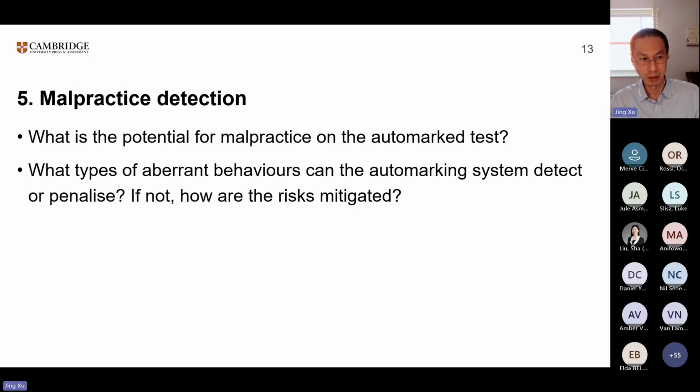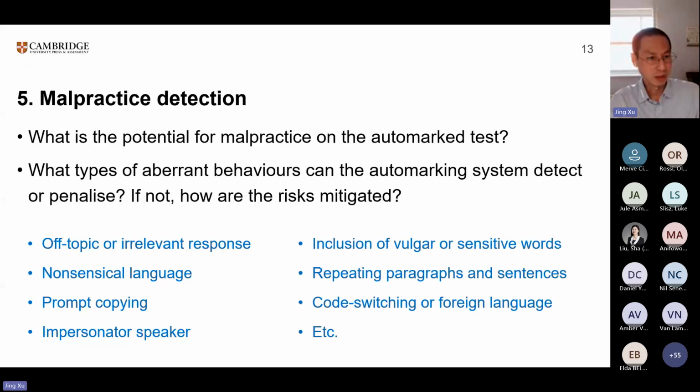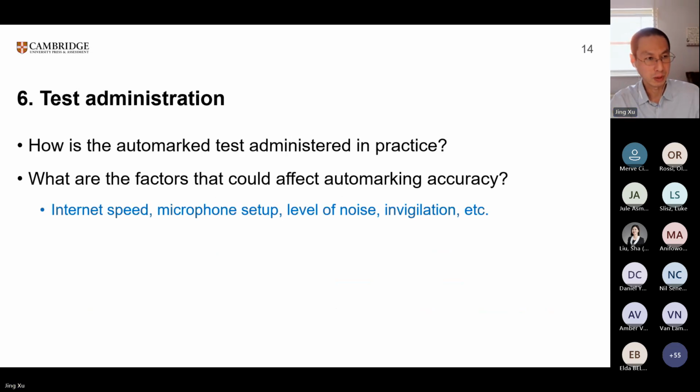So the auto-marking system needs to be sensitive or vigilant to those behaviors, to be able to flag them. Okay, so these are the things I'll talk about: off-topic, nonsensical language, prompt copying, impersonator speaker, profane language, sensitive words, repeating paragraphs, code switching using foreign language. So this needs to be captured separately in addition to the rating system.